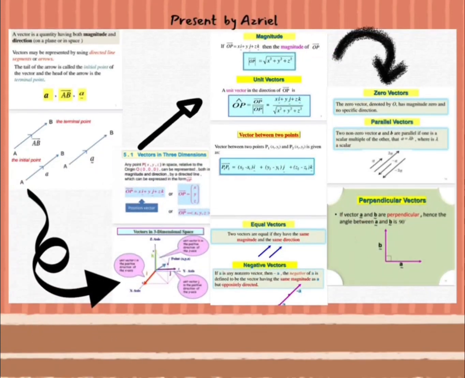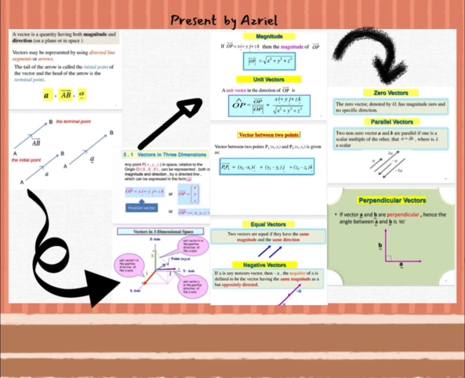A vector is a quantity having both magnitude and direction. Vectors may be represented by using directed line segments or arrows. The tail of the arrow is called the initial point of the vector. The head of the arrow is the terminal point.